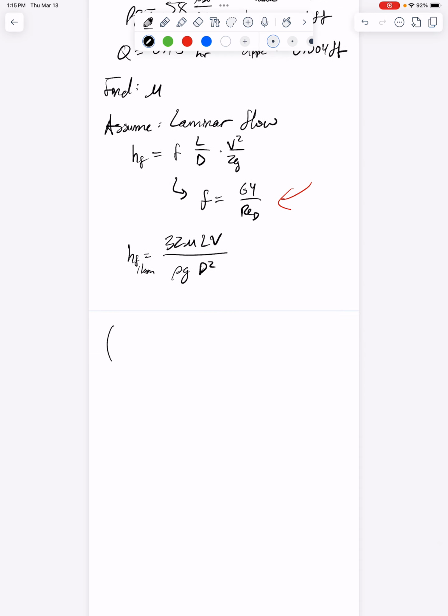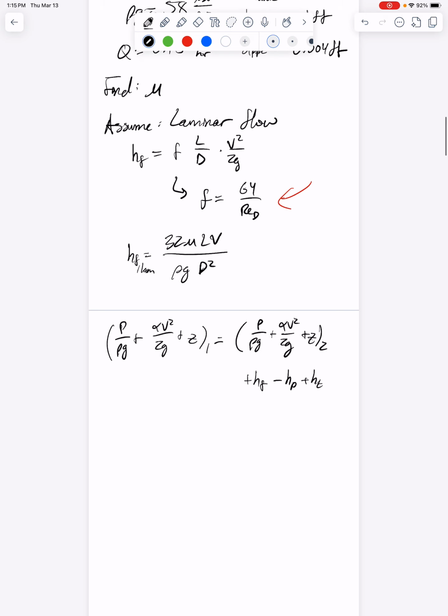The energy equation is as follows. It's the internal energy term plus kinetic energy term plus potential energy term, same on both sides, plus head loss minus pump work plus turbine work. So in our setup, with a reservoir and pipe, there is no pump and no turbine, but there is some kind of head loss occurring in the pipe, as we mentioned earlier. We mentioned earlier that both sides are exposed to atmospheric pressure. Therefore, the internal energy terms cancel each other out.